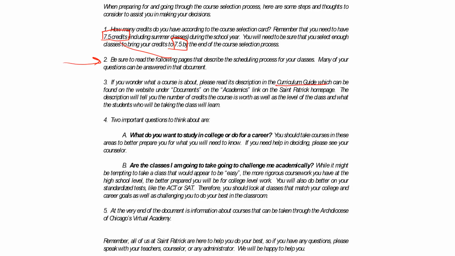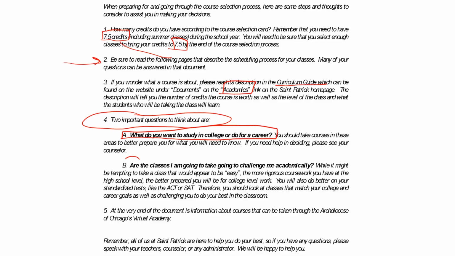Again, you can access the curriculum guide by clicking on the academics link, and it's there right below. There are two really important things to think about when you're selecting your courses. The first and most important question is, what do you want to do in college, or what do you want to do for a career? The courses that you take should be based upon your academic selections that are going to prepare you well for college, or that are going to prepare you well for your career.